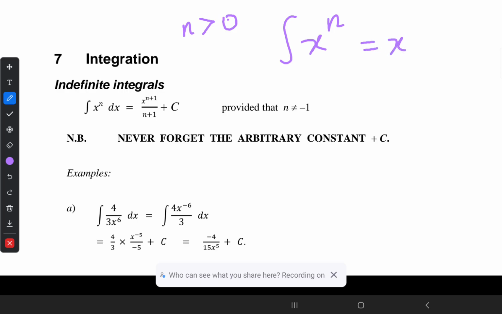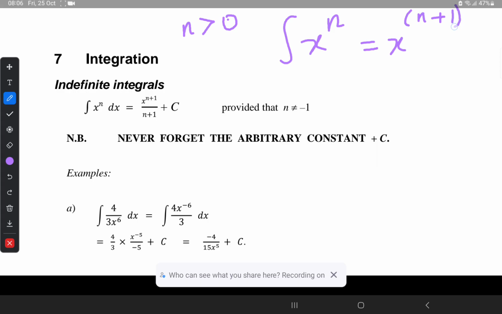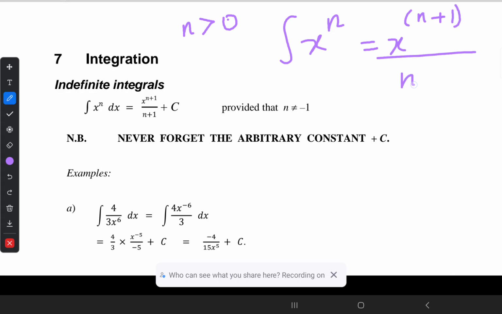When we integrate x to the power of n, it should be x to the power of 1 greater than the pre-existing power, upon n plus 1. With that, while integrating, you should definitely indicate an arbitrary constant. In all cases when we deal with integration, you should definitely indicate an arbitrary constant.